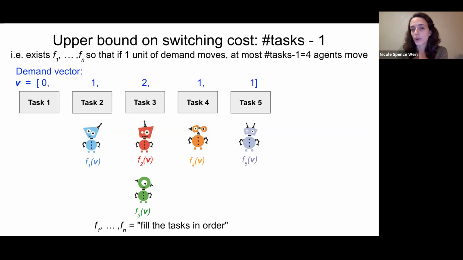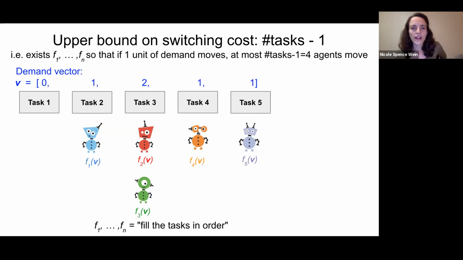Okay, and it's important to note that this set of functions can indeed be computed by each individual agent just given the demand vector. The reason for this is simply, let's say I'm agent 4, I would just look at the demand vector and see where the prefix of the demands sums to 4, and then I would put myself at that task.